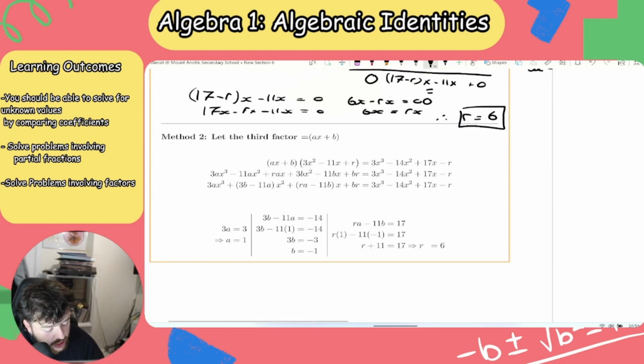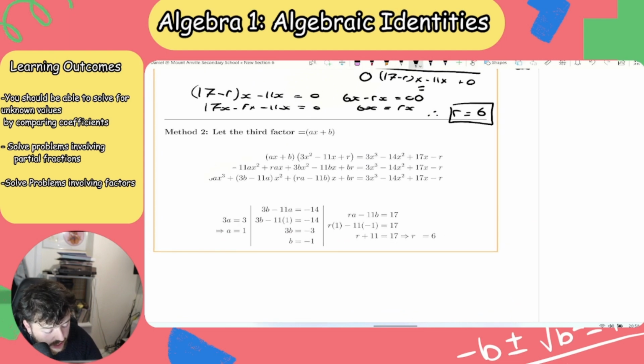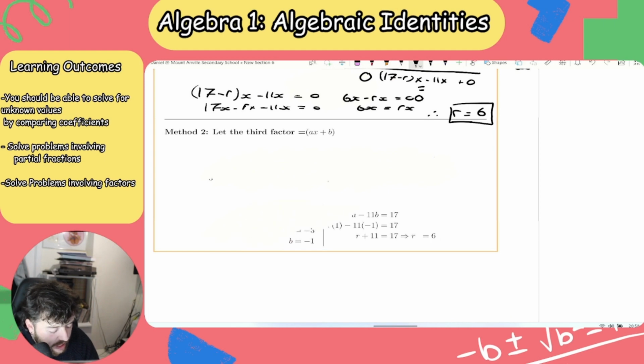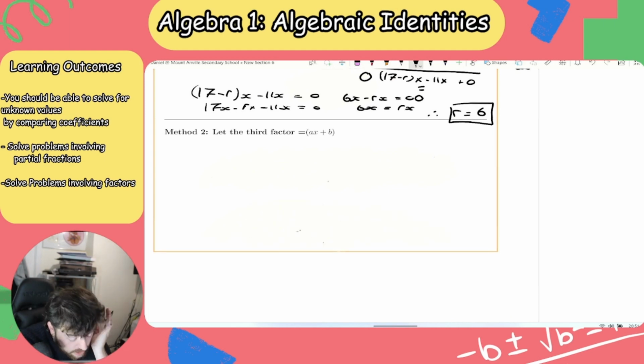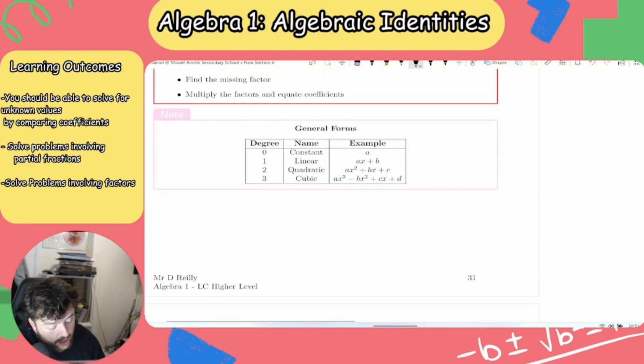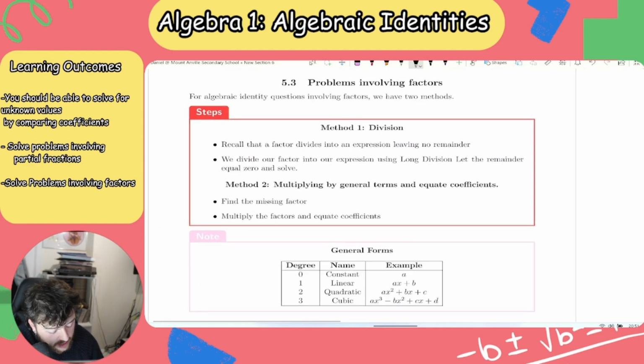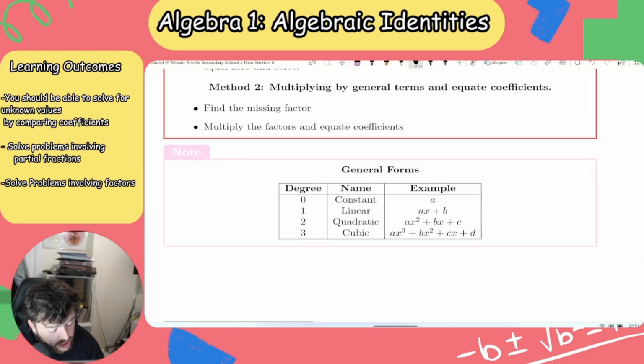Now, method 2. Right, method 2 involves multiplying by a missing factor. Usually, you're only ever really adding in one factor. But you might be asked to add maybe 2. So what you do for the second method is you multiply the general terms and equate coefficients. So first you find the missing factor and you multiply the factor and equate coefficients.